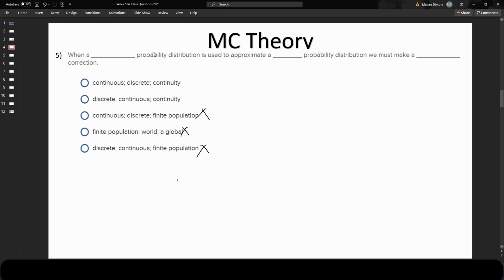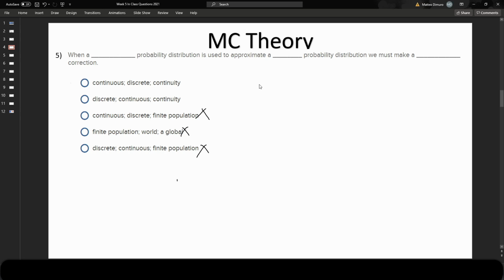So when a continuous, let's try, when a continuous probability distribution is used to approximate a discrete probability distribution, we must make a continuity correction. Huh. Or is it a discrete probability distribution is used to make a continuous? Basically, this is definitely the normal approximation.